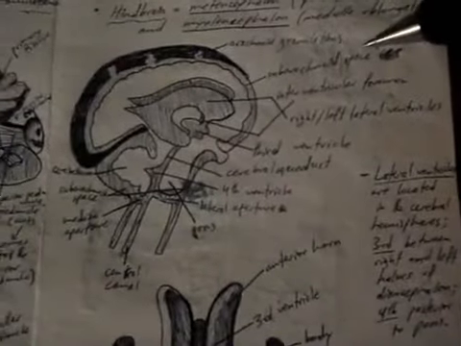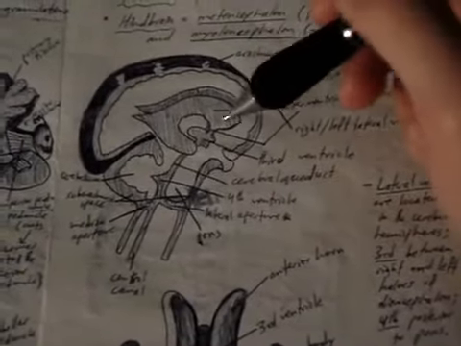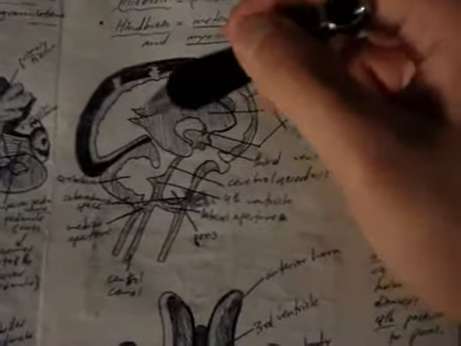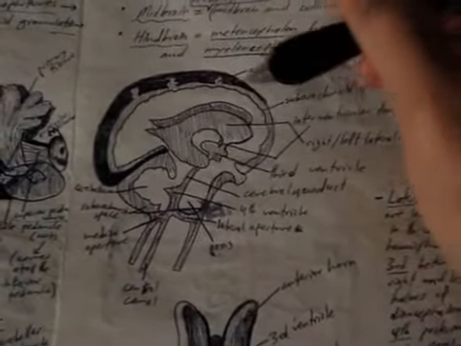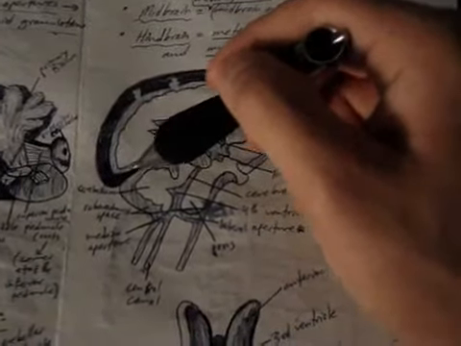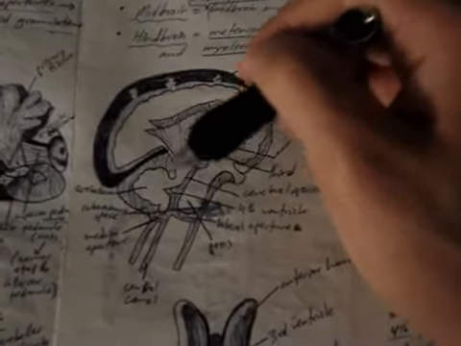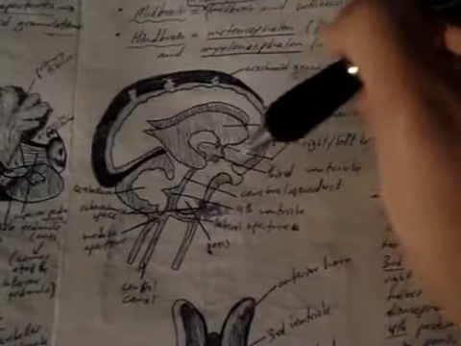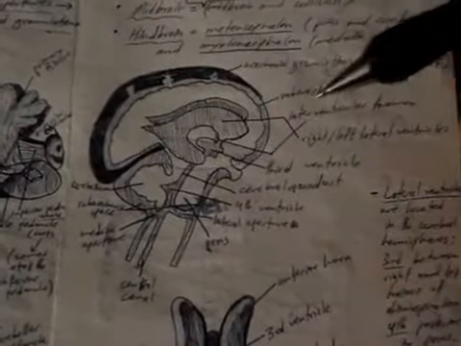Now we will begin to talk about the ventricles of the brain. So here, this is the cerebrum. You can see the shape of the cerebrum. And then down here is the cerebellum, and the temporal lobe would be in this area here.